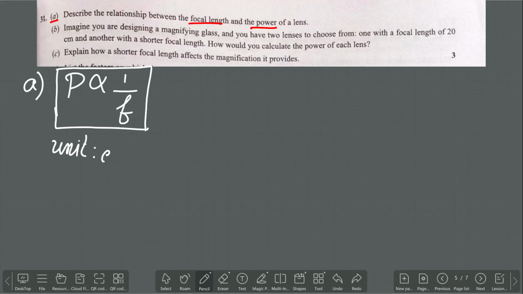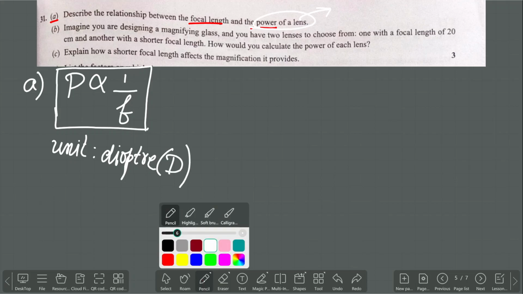The unit of power is diopter. Another unit is also there, but here we should not use it, because the question is related to the light chapter, that means related to the lens. Since it is so, at that time you need to write the unit as diopter, and after writing the unit we need to write the symbol. So what is the symbol of diopter? D.